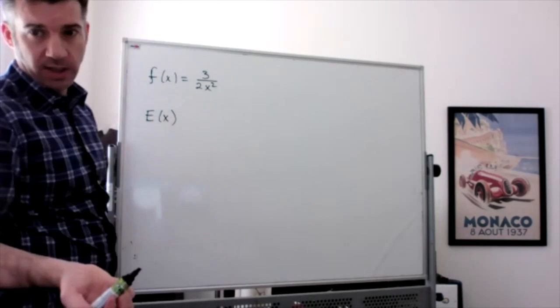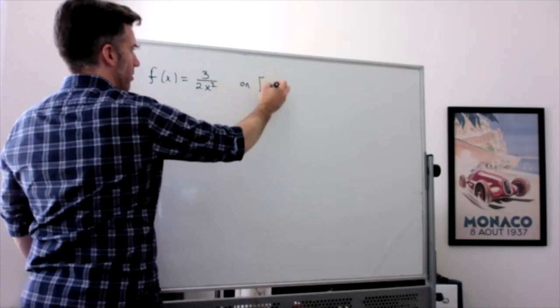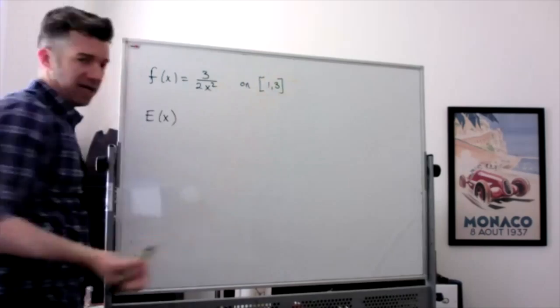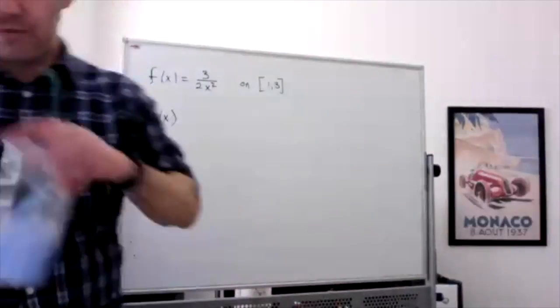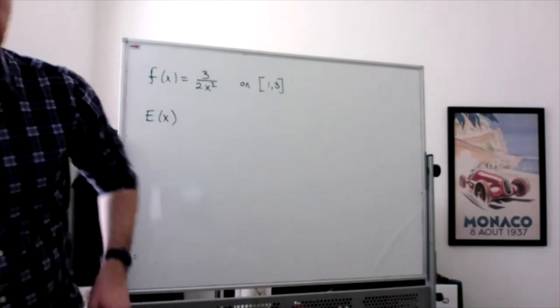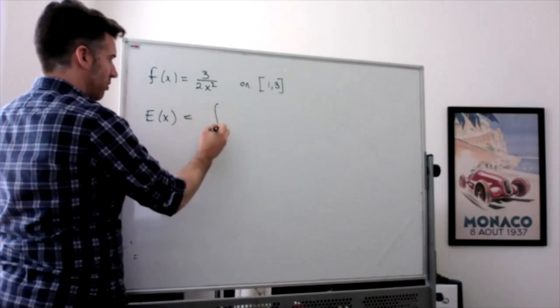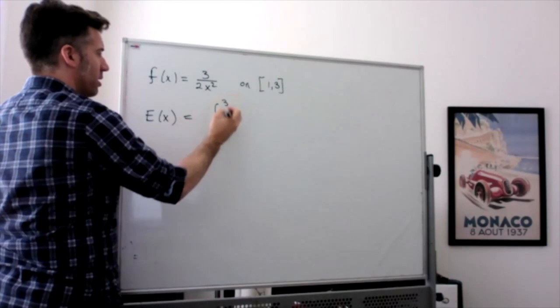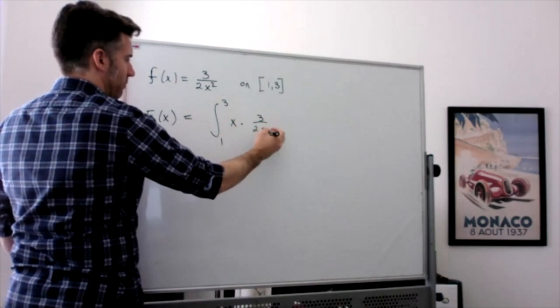Okay, that's no big deal. Expected value, oh, I should say, on the interval. Whenever you're talking about a PDF, you kind of have to specify the interval. If you don't, it's not necessarily a PDF. So let's see, the expected value is going to be the integral from 1 to 3 of x times your PDF.